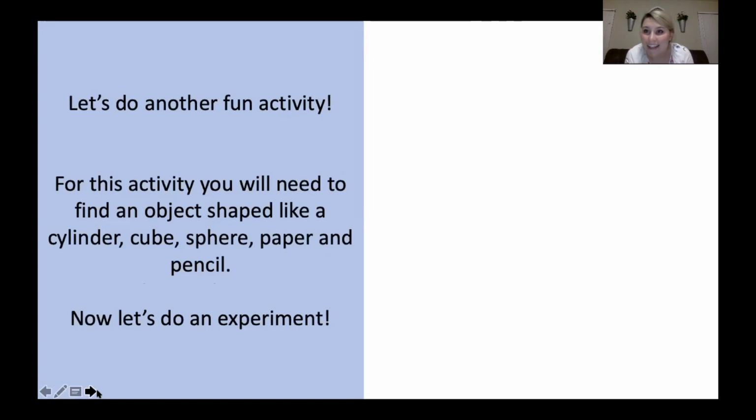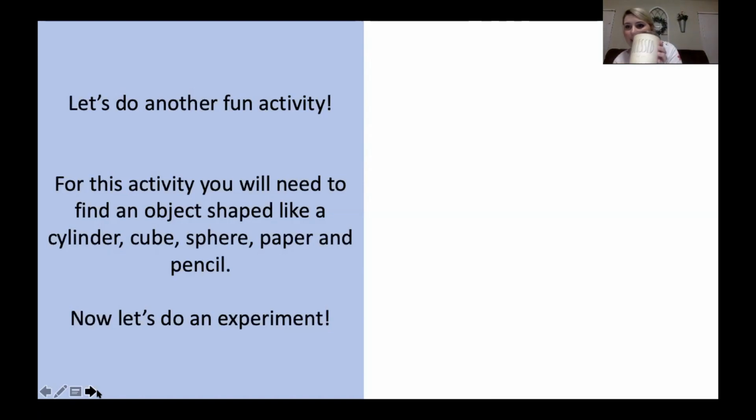Once you finish that activity, you can do this activity. You're going to need to find an object shaped like a cylinder at your house, a cube, a sphere, and you're also going to need a paper and pencil. So I'm going to do one of these as an example, okay? So here I have a cylinder that I found, and I already showed you guys that. I also found another cylinder at my house.